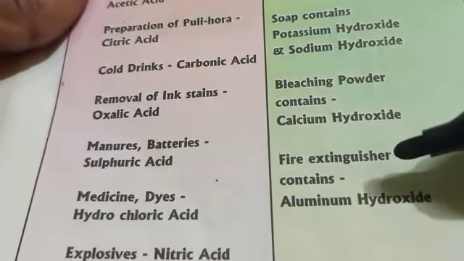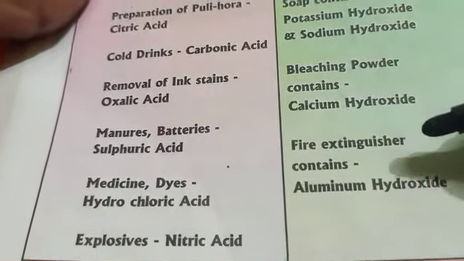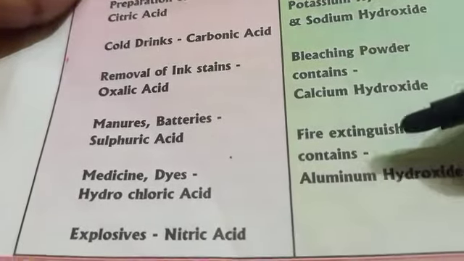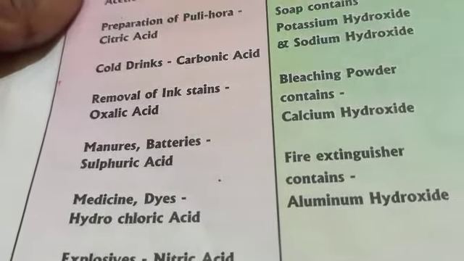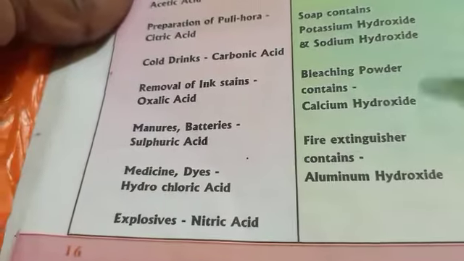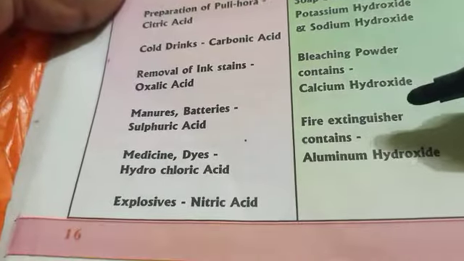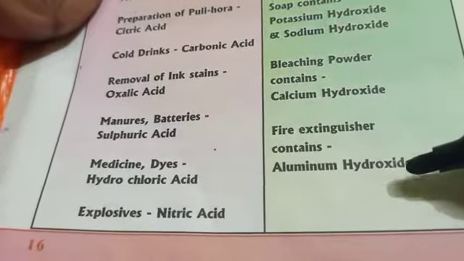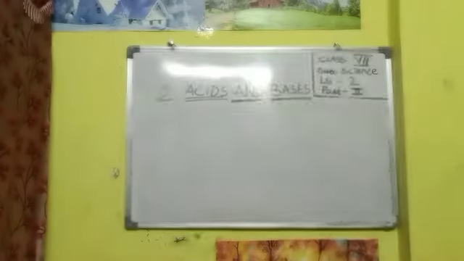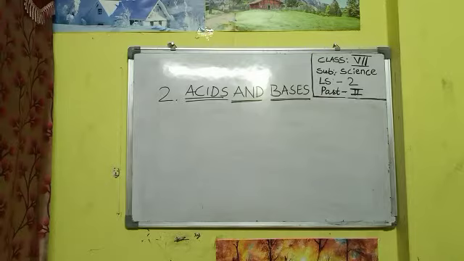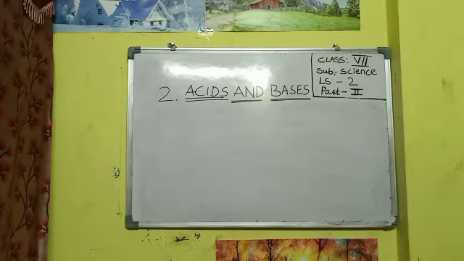Fire extinguisher contains aluminum hydroxide. Okay, children, fire extinguishers contain aluminum hydroxide. And next we'll see salts, children.